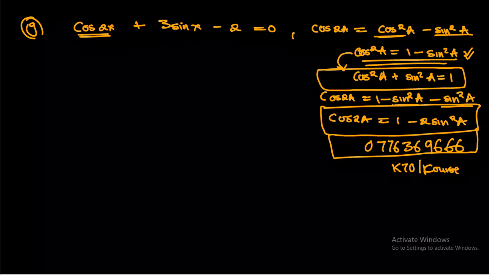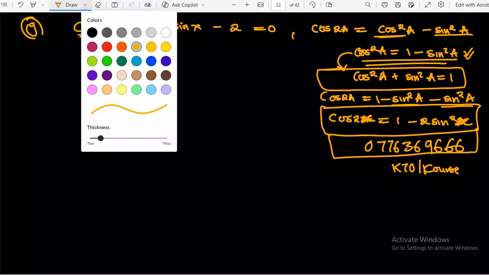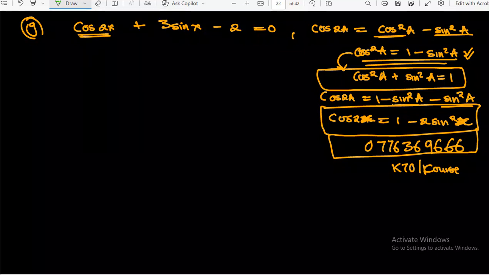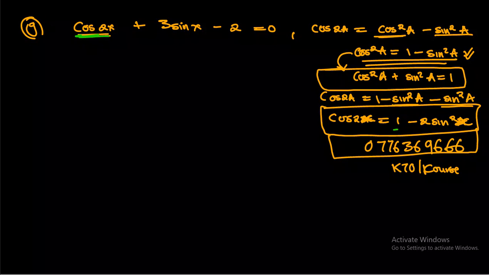After knowing this information, where there is a, it can also be x. We can use x since we are using x, to avoid confusion. So you can say cos 2x is just 1 minus 2 sine squared x. So where there is cos 2x, we replace it with 1 minus 2 sine squared x plus 3 sine x minus 2 is equal to 0.